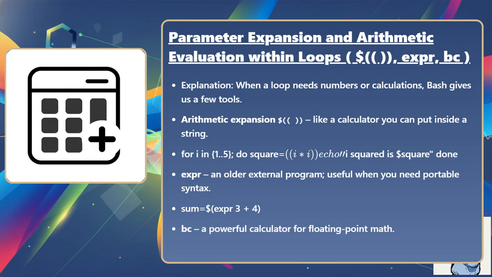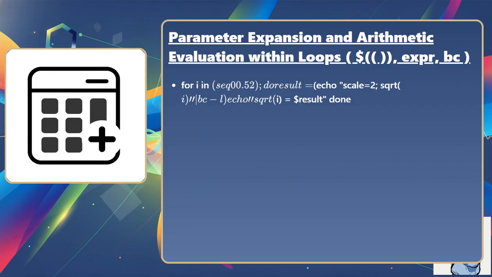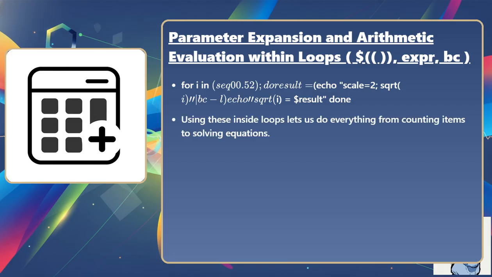bc, a powerful calculator for floating point math. for i in $(seq 0 0.5 2); do result=$(echo "scale=2; sqrt($i)" | bc -l); echo "sqrt $i = $result"; done. Using these inside loops lets us do everything from counting items to solving equations.